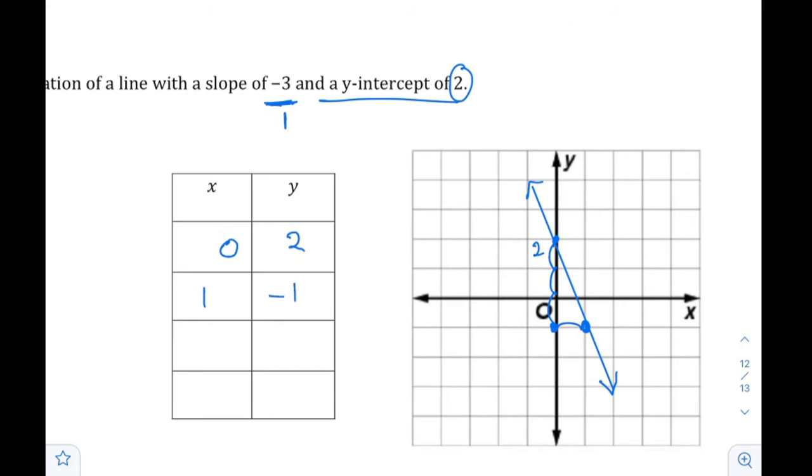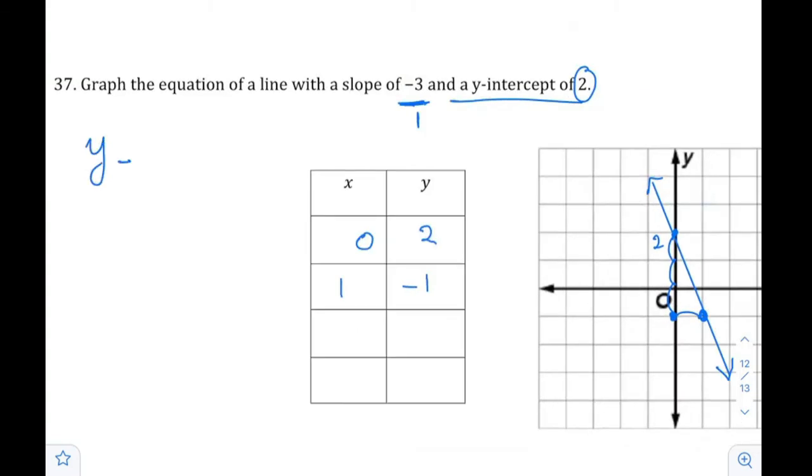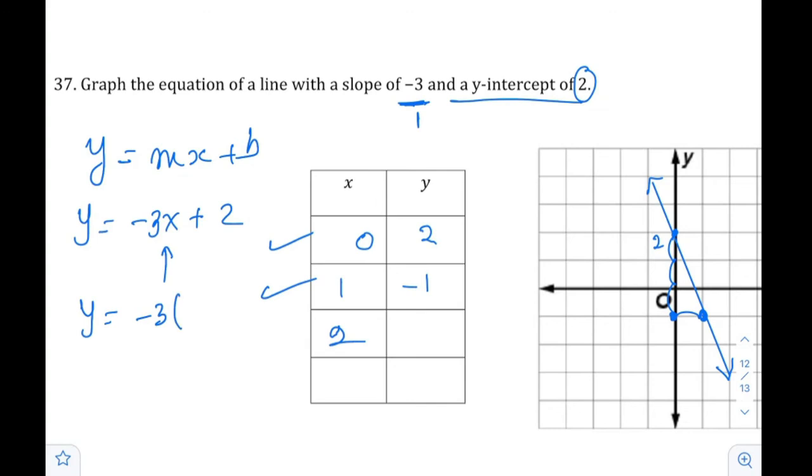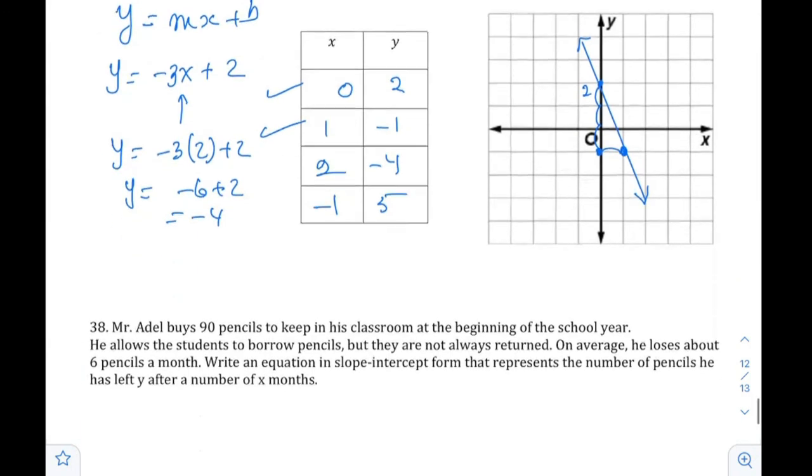And if you want to fill the table, then your equation is y equals mx plus b. So y is -3x plus 2. So you can assume any value of x to fill the table. We have used 0 and 1. You can use x equals 2. And we can use x equals -1, and it will give you 5. Replace and check, you will find that it is 5.